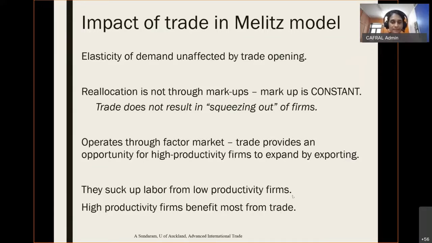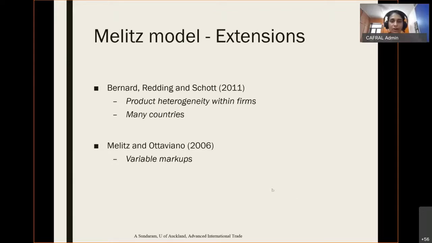Okay, so there are two extensions of the Melitz model, and I don't have time to go into them. One is Bernard, Redding, and Schott, which basically also introduces product heterogeneity within firms. So it's blowing up the Melitz model into several dimensions. So in Melitz, you just have firm heterogeneity. With Bernard, Redding, and Schott, you have within firm and across product heterogeneity. So if you have data sets, for example, where you have firms and you also know the products that they're producing, then the Bernard, Redding, and Schott is a very good model to use.